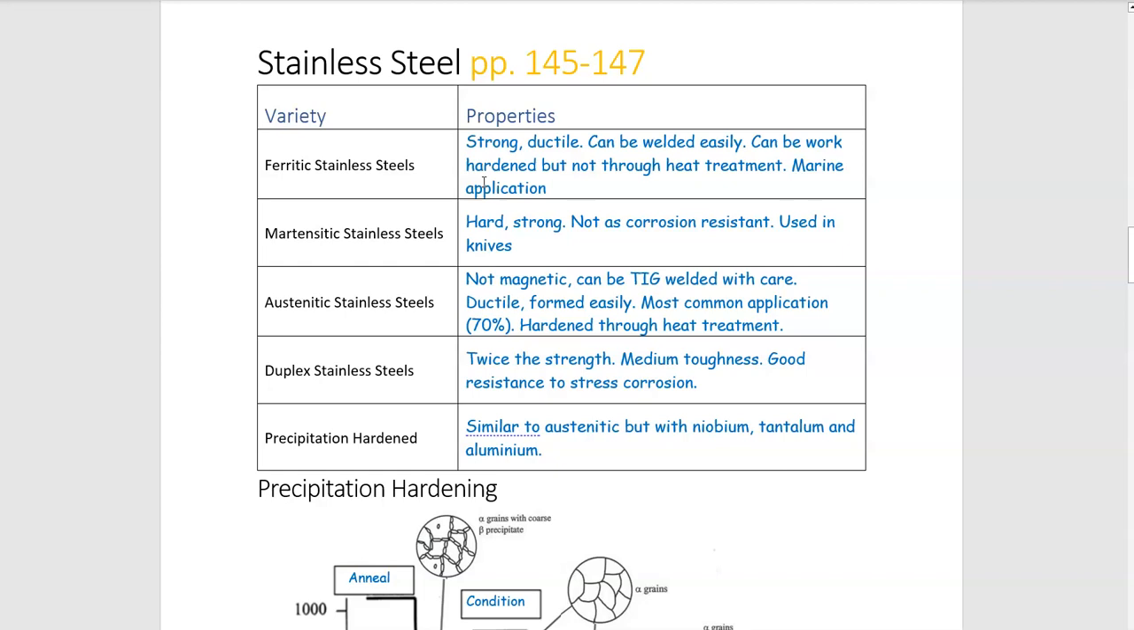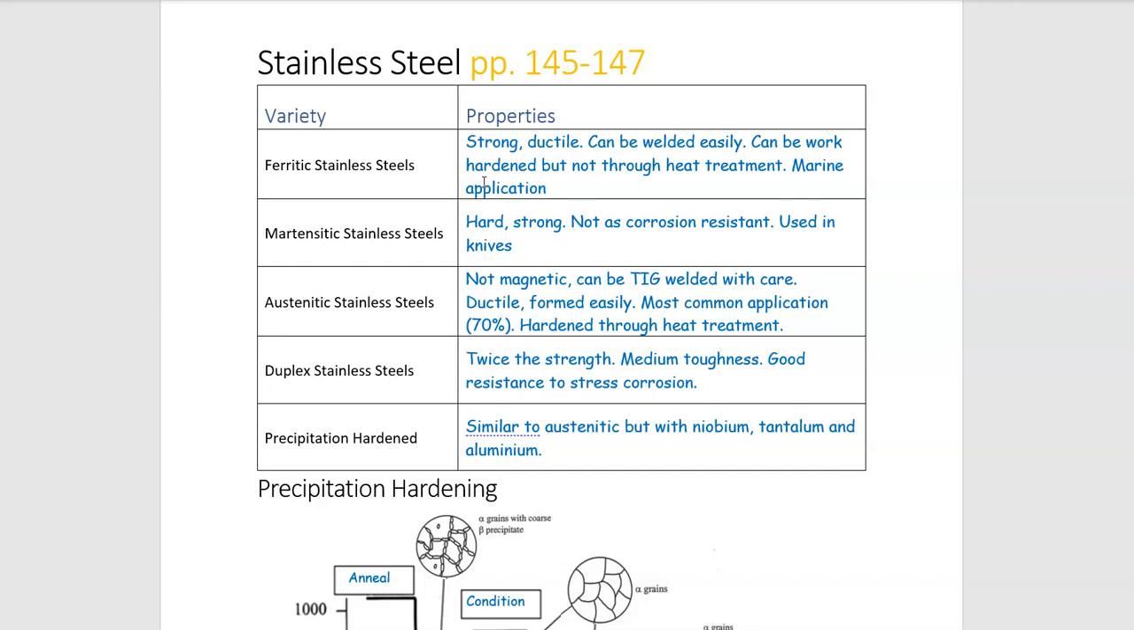Okay, next we're going to look at the materials: different kinds of stainless steel. I had a look, and I don't think there are any HSC questions that have ever asked about these, but it's in the textbook, and it's in the syllabus, so we're going to talk about it. There's ferritic stainless steel, martensitic, austenitic, duplex, and precipitation hardened stainless steels. That's what we are going to focus on today.